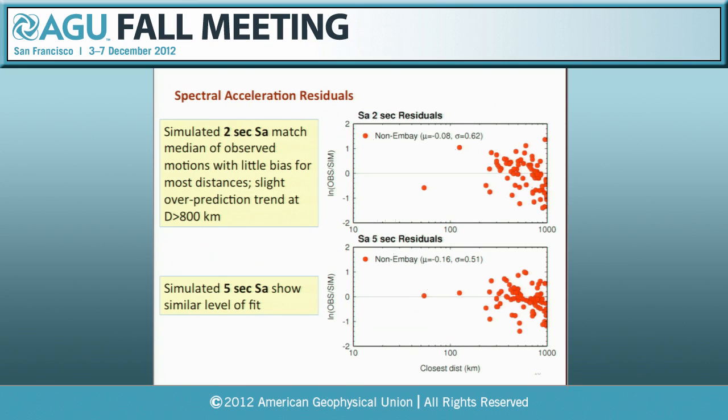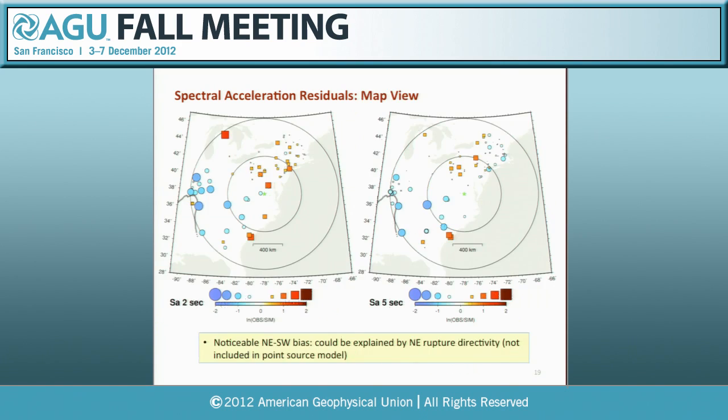Okay, residual plots shown again here for 2 seconds on the top panel and for 5 seconds on the bottom panel. In general, the match is pretty good, except there is a slight trend at further distance, both at 2 seconds and at 5 seconds, of over-prediction. Our simulations are over-predicting, and that may be due to just the regional differences in the velocity model.